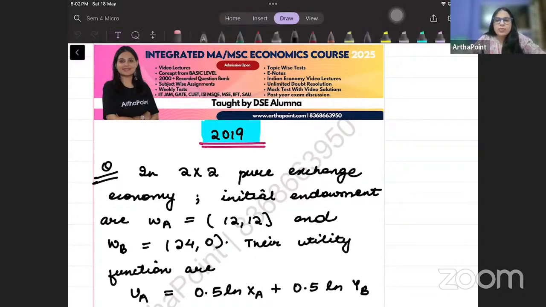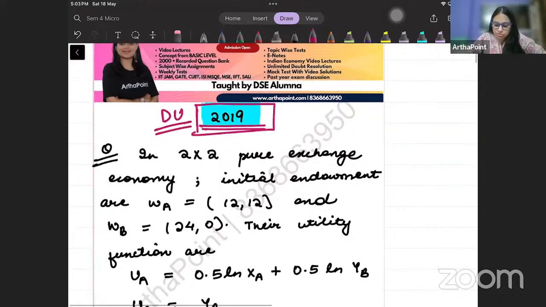Beta, today I am going to take a past year question based on the general equilibrium exchange economy. This is a Delhi University past year question, Delhi University May 2019. Try to read the question, beta. Try to see what it is saying.